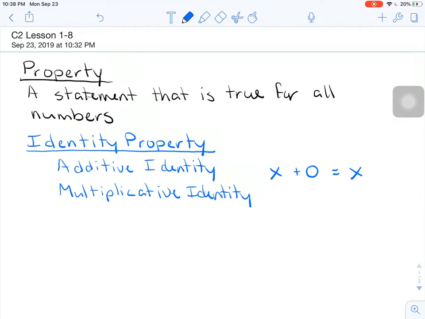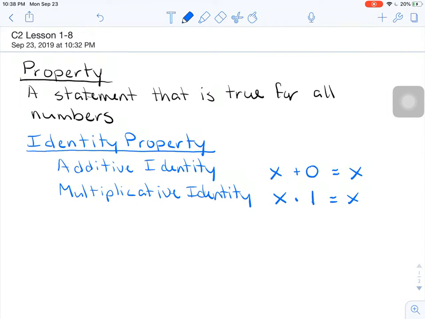The multiplicative identity is a similar idea, but with multiplying. So it tells us what can we multiply by if we want our answer to stay the same. So whatever number we're starting with, the only way to keep the number from changing when we're multiplying is to multiply it by 1. Multiplying by 1 does not change the answer. That's what the multiplicative identity says. It says that any number times 1 will stay the same.